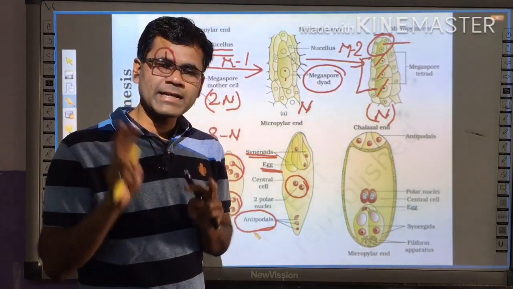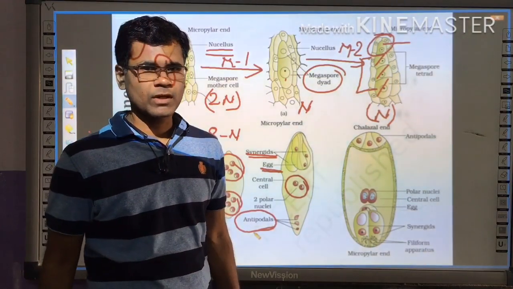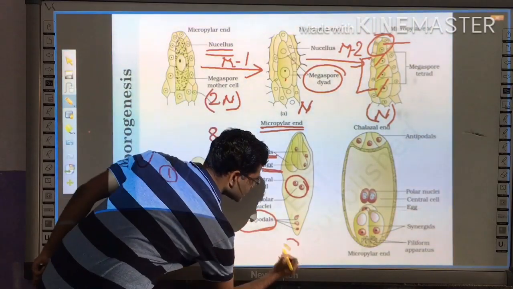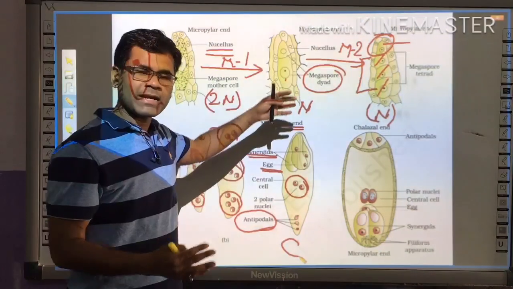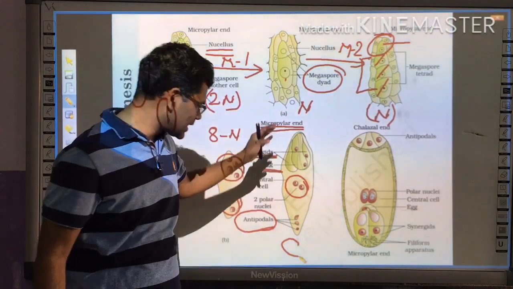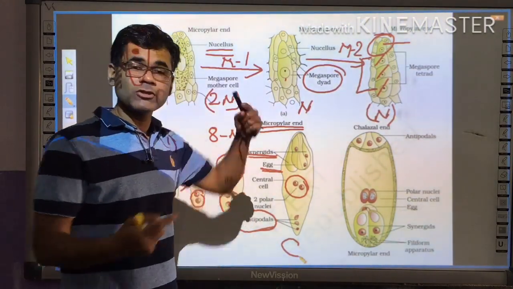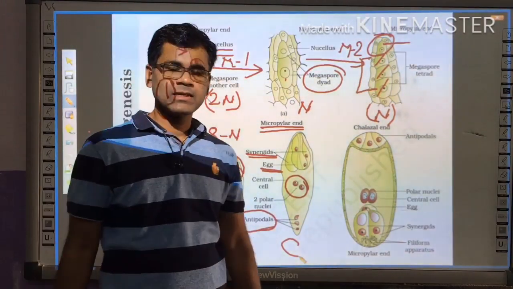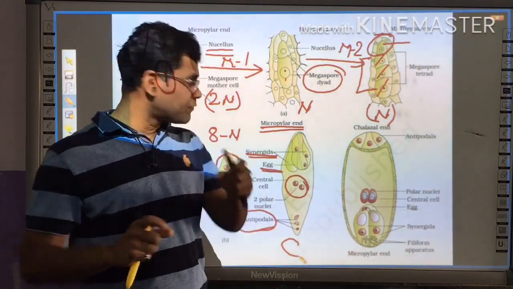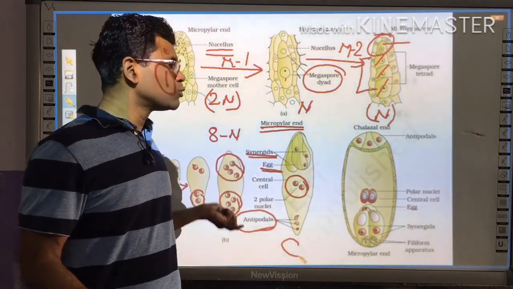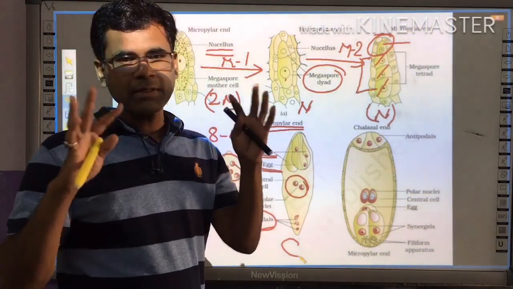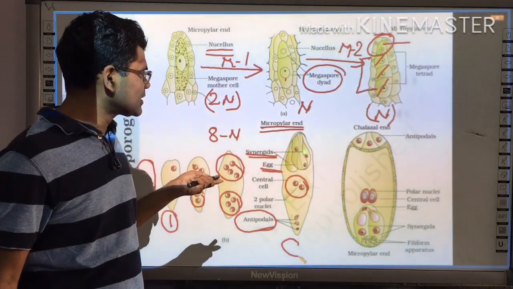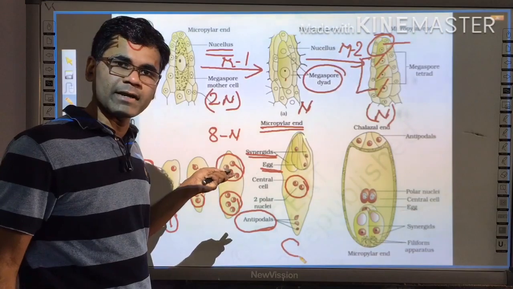Here again the polarity is very important. As you can see, this process takes place at the micropylar end, and this is the Chalazal end. At the micropylar end, the egg apparatus will form. At the Chalazal end, antipodal cells will be there. So these polarities are very important. Whenever in the board examination the same question is asked, polarity is very important. If you draw the egg apparatus toward the Chalazal end, your answer will be wrong. The egg apparatus must be drawn toward the micropylar end.